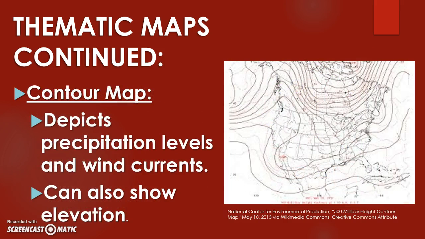Moving on to the next, we have contour maps. This depicts the precipitation levels and wind currents. With the elevation maps, you could see the swirlies that showed the steepness of a hill or a mountain. Here, this shows the wind currents and the jet stream. A lot of the time, planes follow the jet stream to be more proficient on their fuel, which is a little fun fact. Can also show elevation, as I said before.